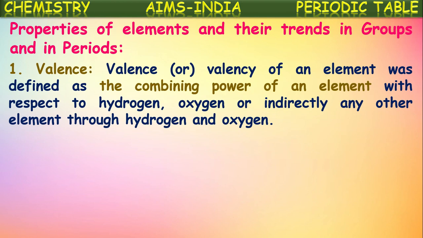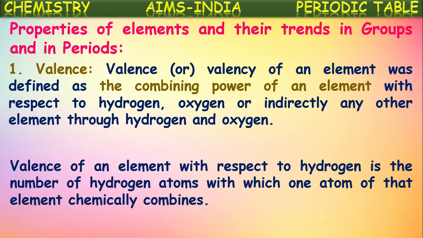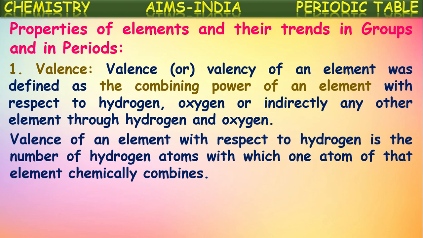Valence or valency of an element is defined as the combining power of an element with respect to hydrogen or oxygen, or indirectly any other element through hydrogen and oxygen. In terms of hydrogen, the valence of an element is defined as the number of hydrogen atoms with which one atom of that element chemically combines, and that is known as its valency.